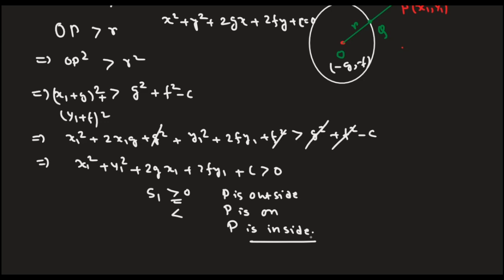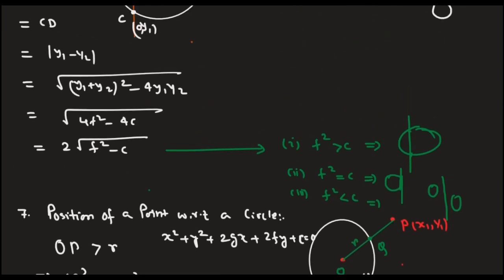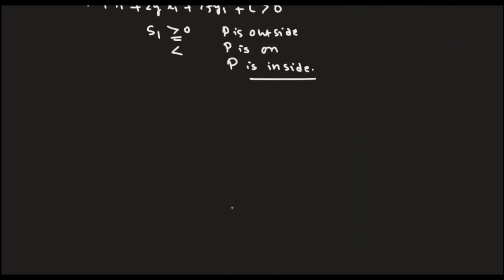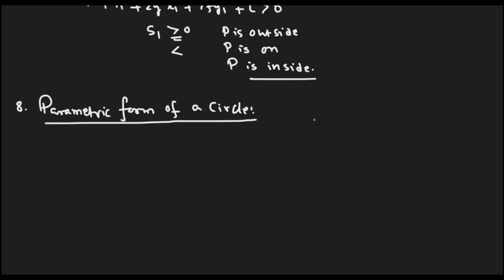Our next point is how can we find the parametric equation of a circle. So this is my 8th point. Now here I am going to calculate the parametric form of a circle. We know the standard form of a circle, and from there we are going to calculate the parametric form.